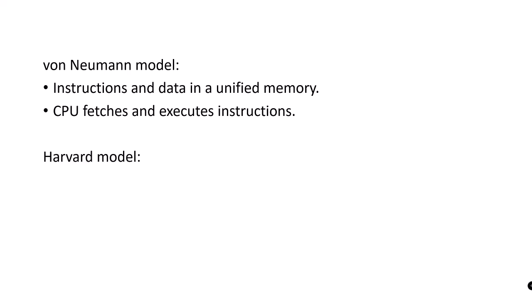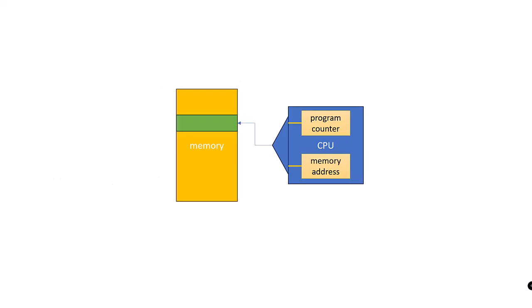The Harvard model is another useful model. In this case, we have separate memories for instructions and data. The von Neumann model doesn't distinguish directly between instructions and data. The program counter for the CPU points to a given location. It interprets that as an instruction. If a memory address register points to that same location, it's interpreted as data.